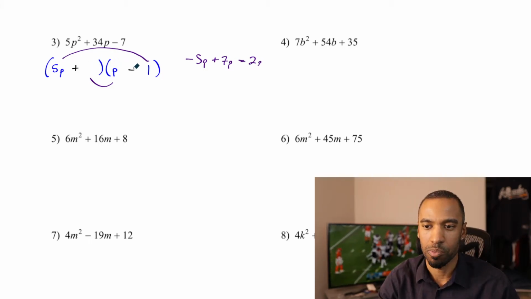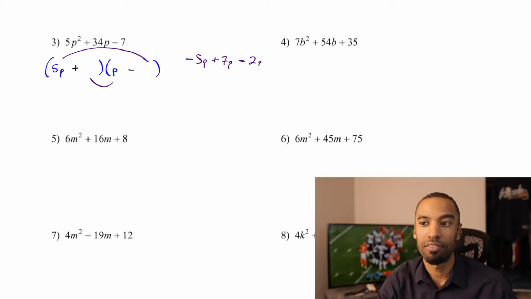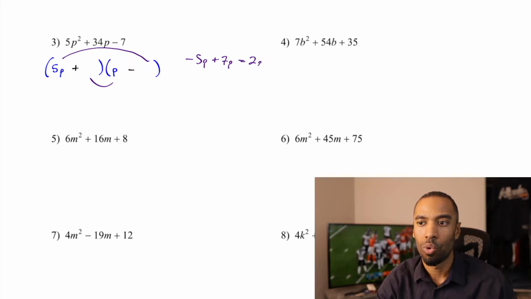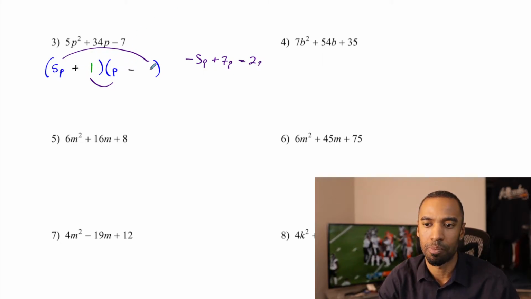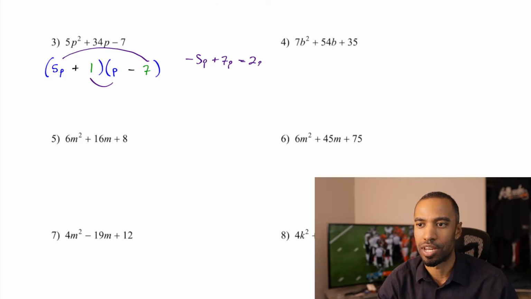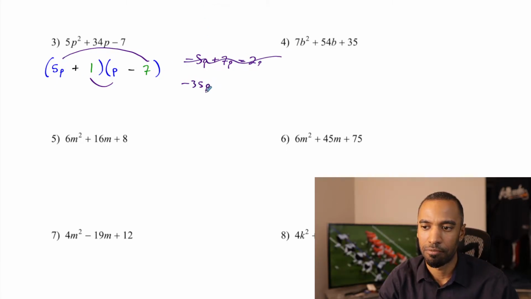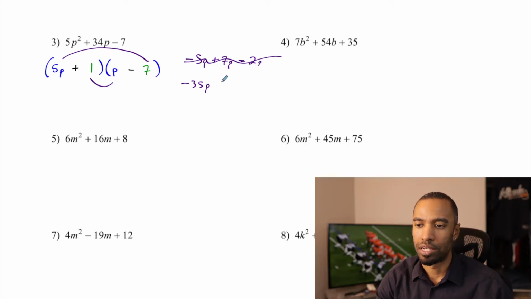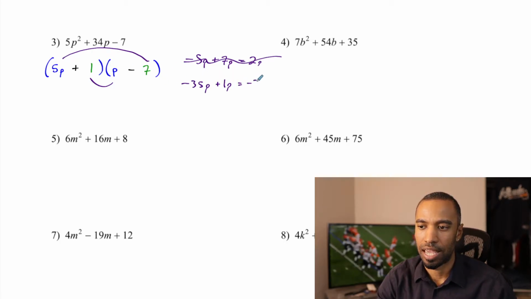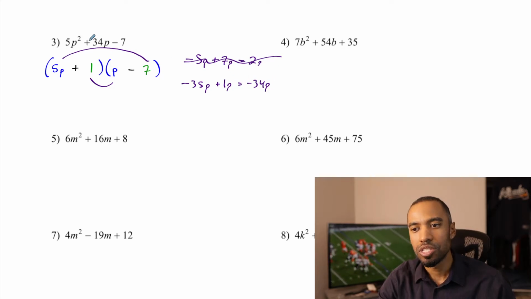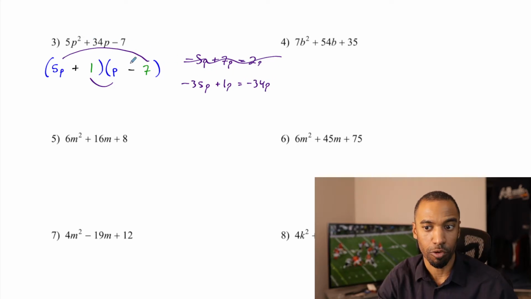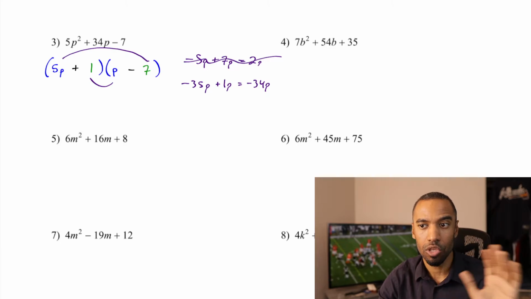The only way this is possible is if they are in these spots here. We might have to change the plus and the minus, but we have to see if these can go in this spot instead. So let's try this now. Let's try 5p times negative 7, negative 35p, plus 1 times p, and that's negative 34p. We'll see it's not positive 34p, but it's negative 34p, and that's good. That means that everything's in the right spot number-wise.